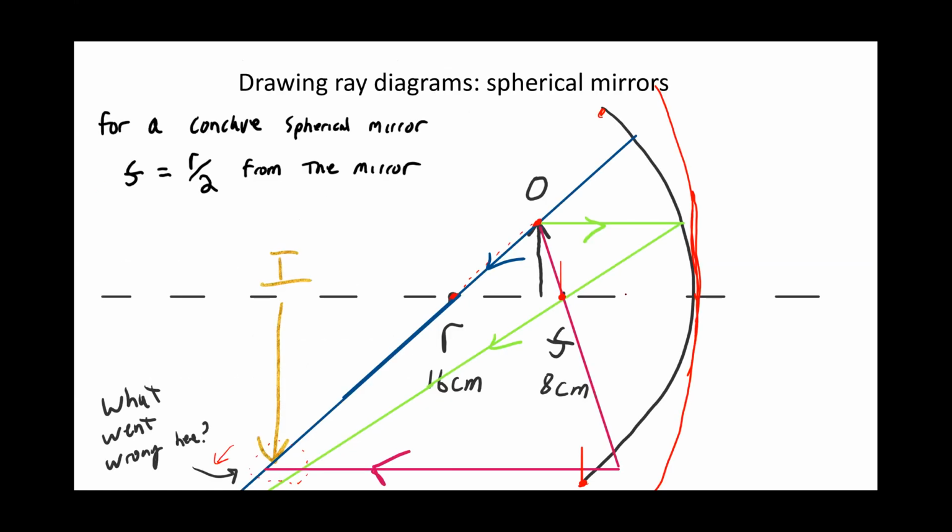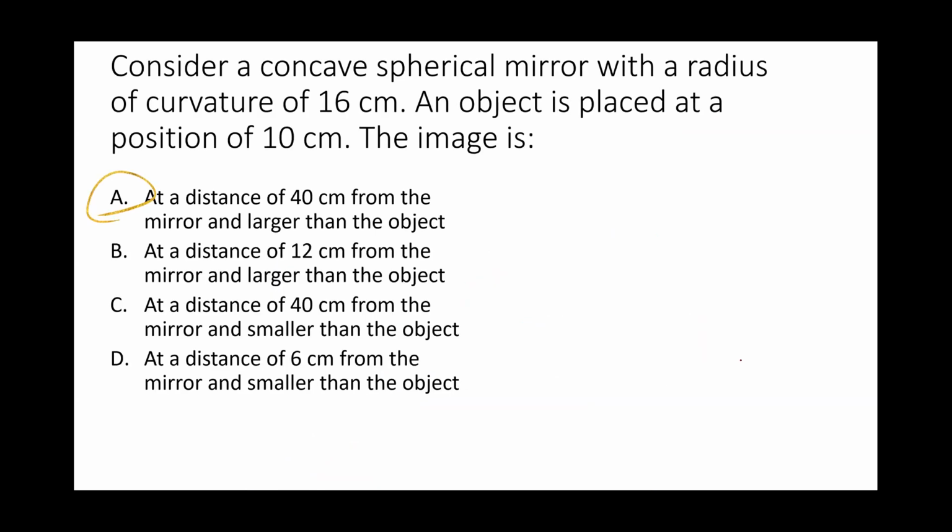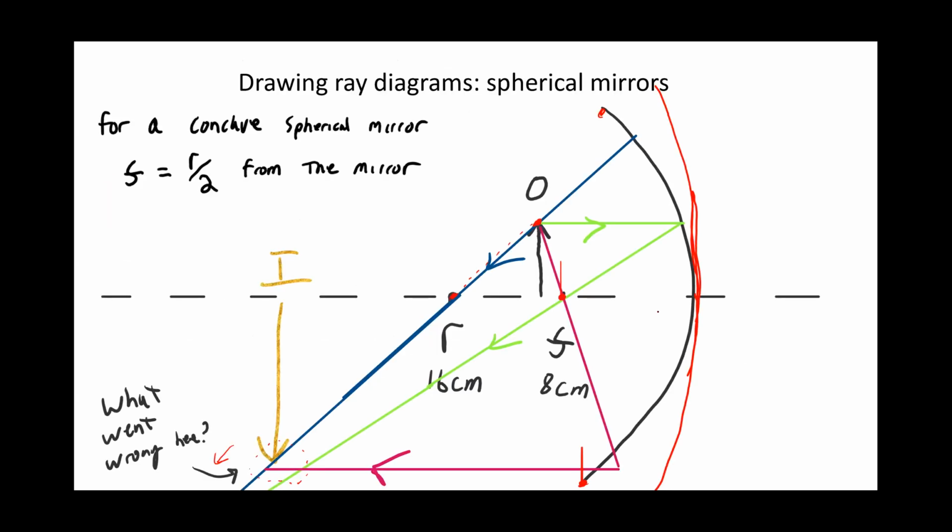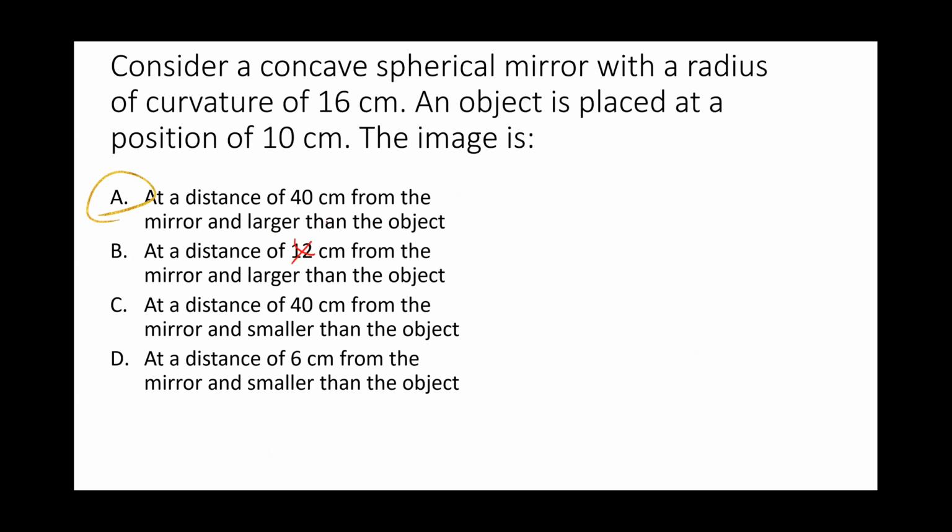Okay, so once I've drawn that diagram, I can check with my mirror equation, right? The mirror equation tells me that the image distance should be around 40 centimeters. I always want to look at my ray diagram and sanity check that. So it does make sense that this would be 40 centimeters, right? That's further away than the radius. Compared to the other options, 12 centimeters doesn't make much sense. 6 centimeters doesn't make much sense. And I also noticed that the image in this case is definitely larger than the object.